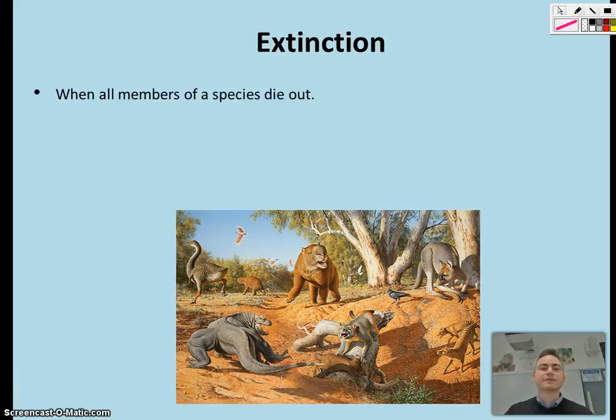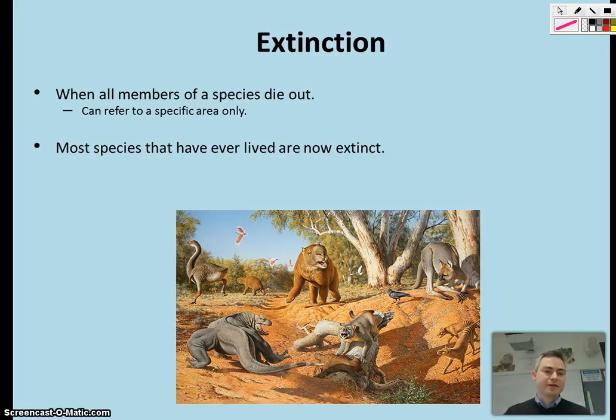And the last thing that's on here is about extinction, which I reckon you probably already know what extinction is, so there's not too much to cover off here. Extinction obviously is when all members of the species die out. We could think about that for the entire section of the species, or we could just think about it in one specific area. Extinction could apply in different contexts.